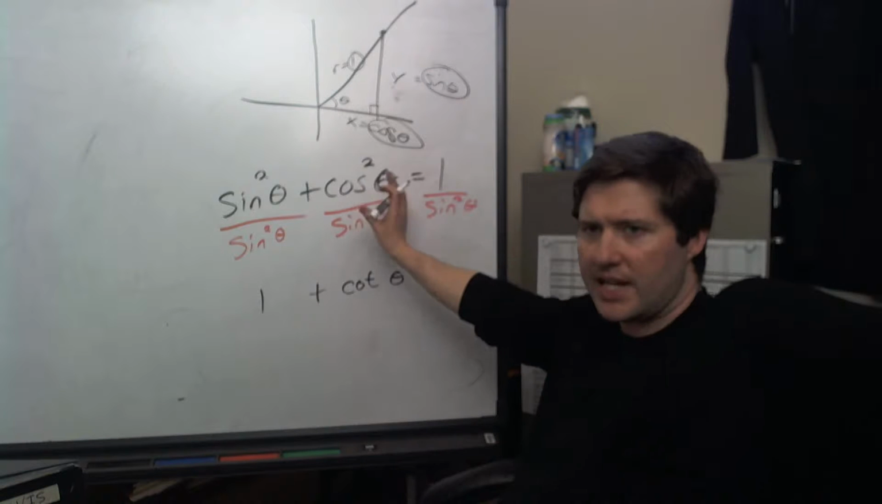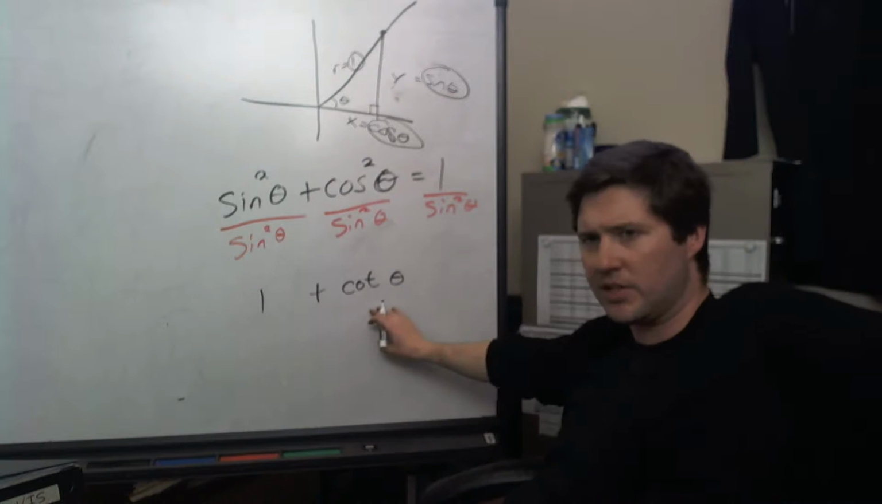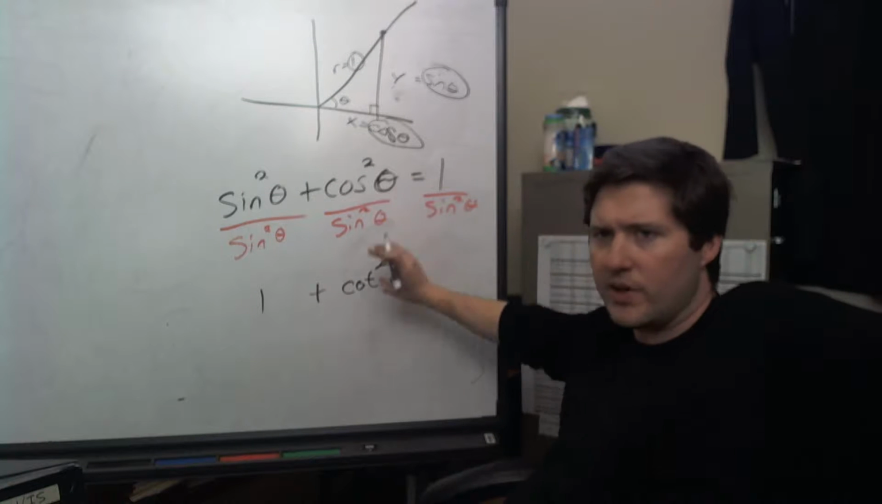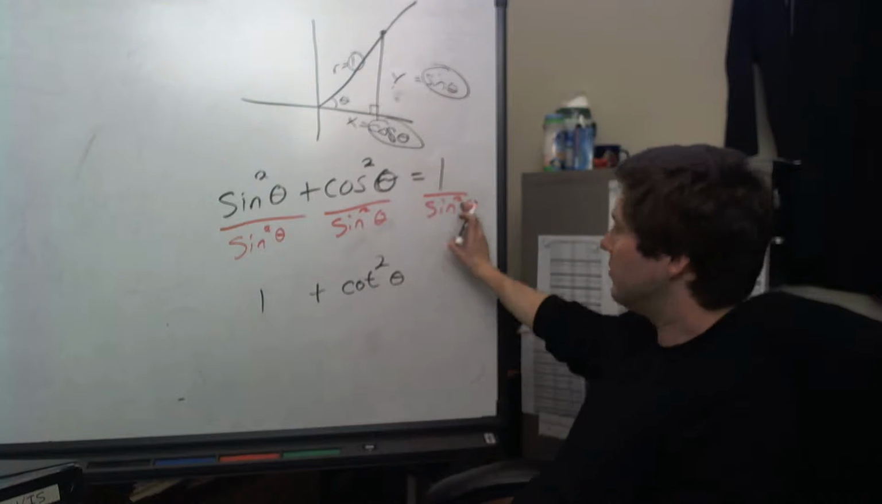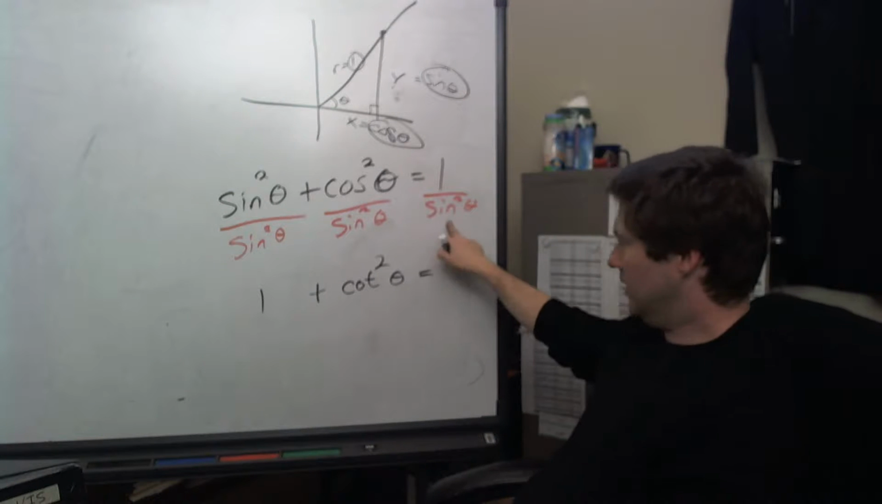And since I had 2 of these, I had cosine times cosine, sine times sine, I still got 2 of them. I've got cotangent squared. So when these are squared, this is squared. Similarly, this is squared, so this down here is going to be squared.